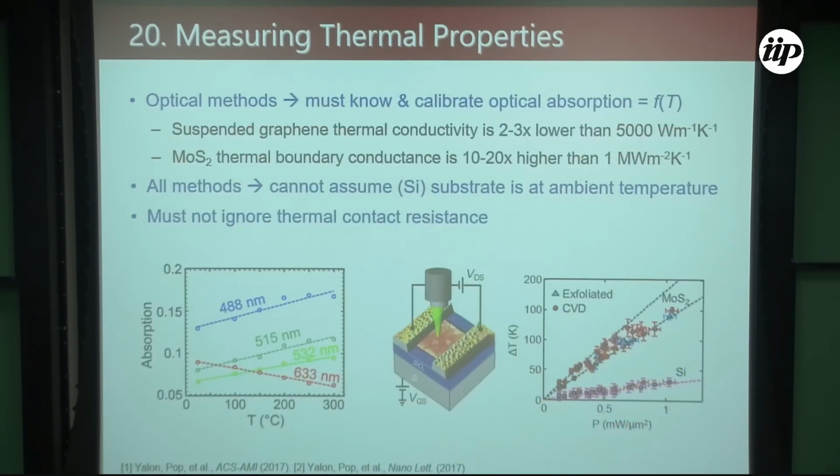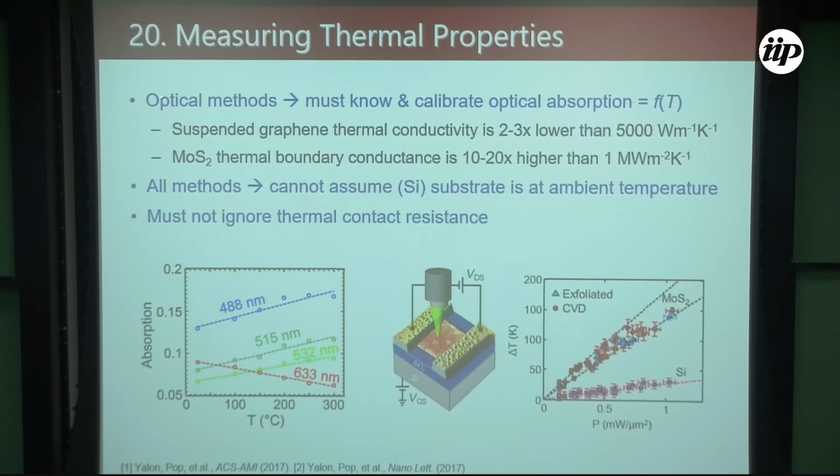Okay. I think I have 2 comments on thermal properties. One is on measurements. The other one's on simulations. Again, this is courtesy of my students. So there's 2 different things.